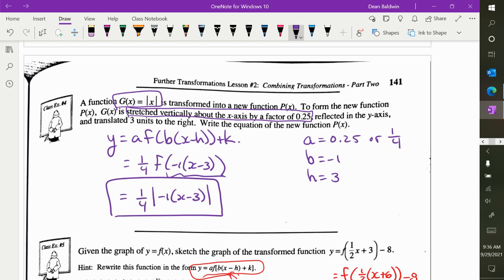I know what f is, right? Or I put f, but whatever. We know what our function is. It's the absolute value function. If you know what your actual function is that you're transforming, your final answer should not have an f, because you can sub all of this in there. Okay? If we had a k value, that would go outside of the function. Right? It'd be like plus whatever.